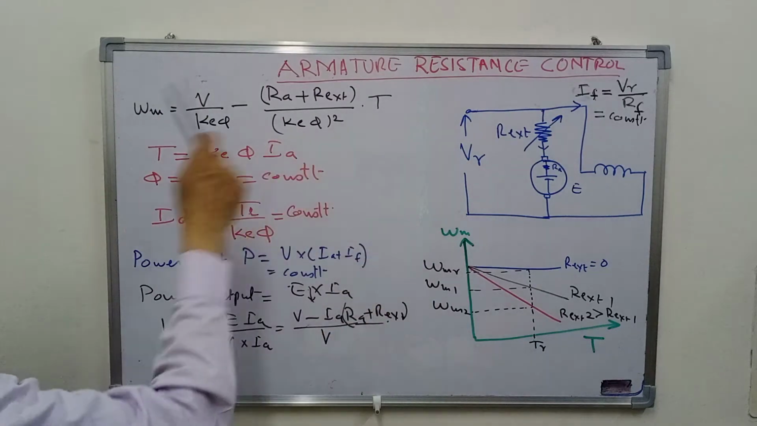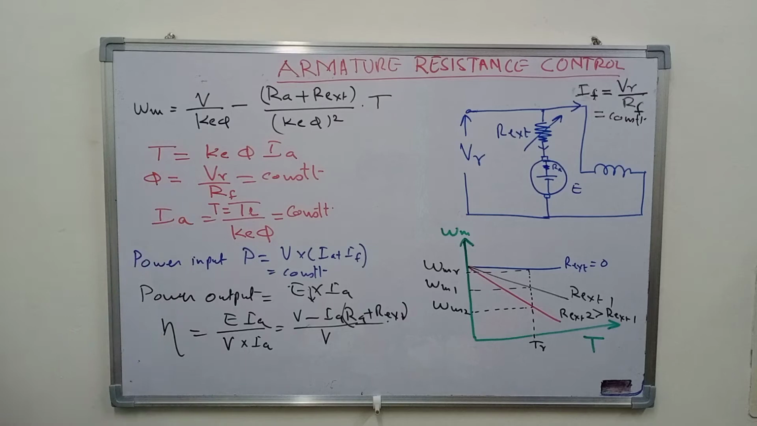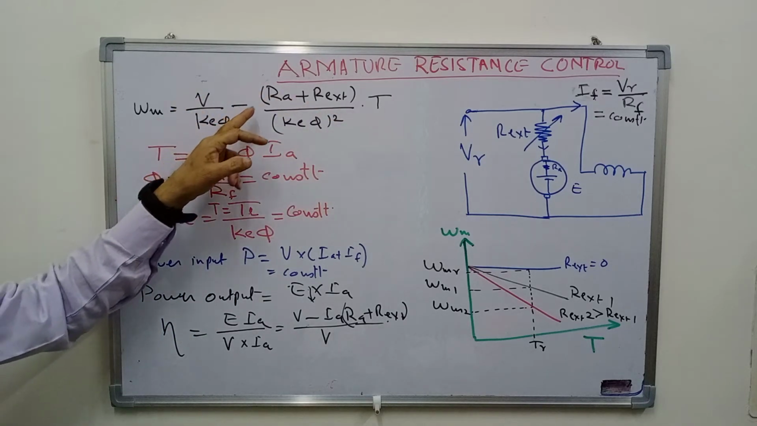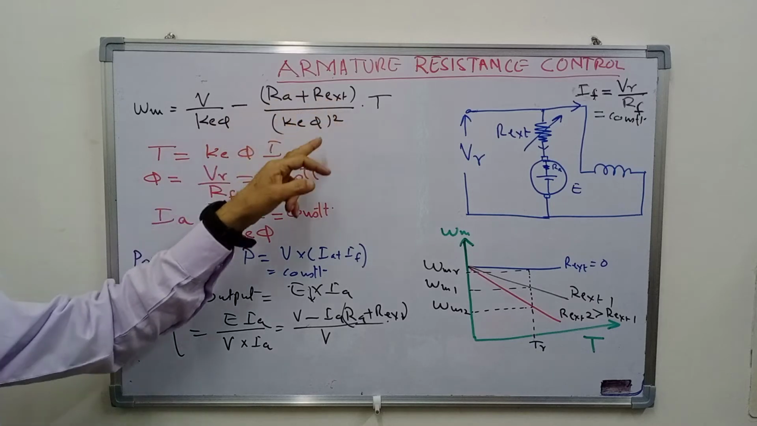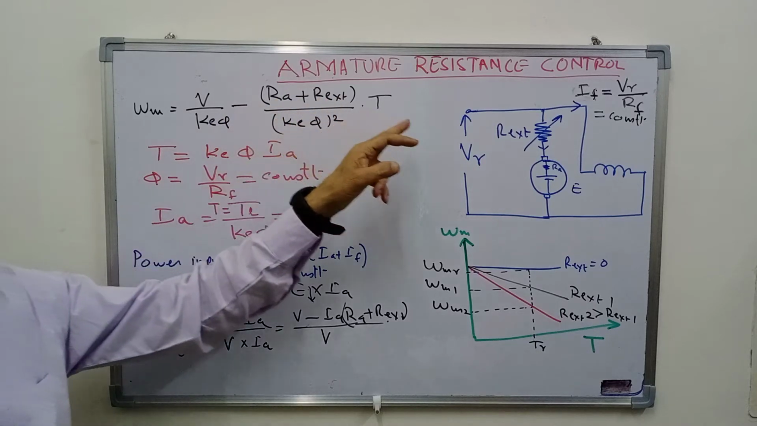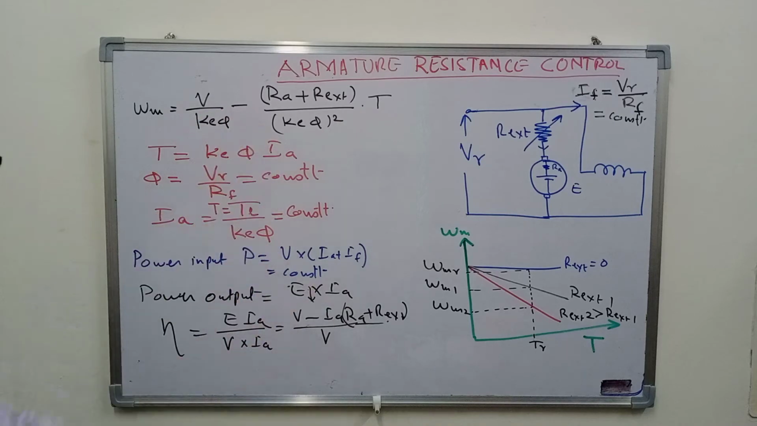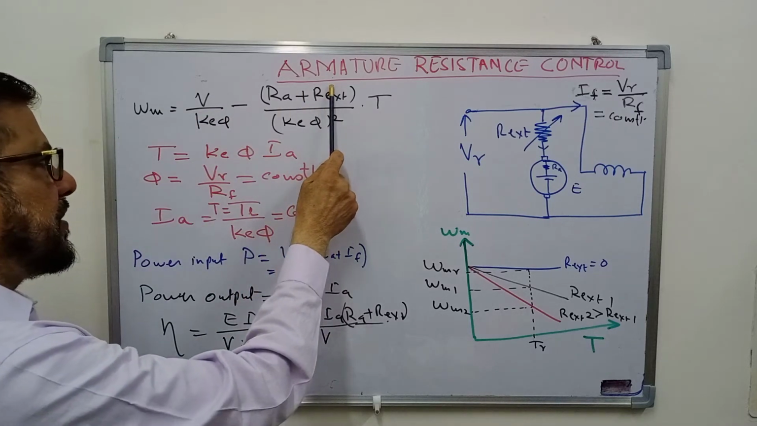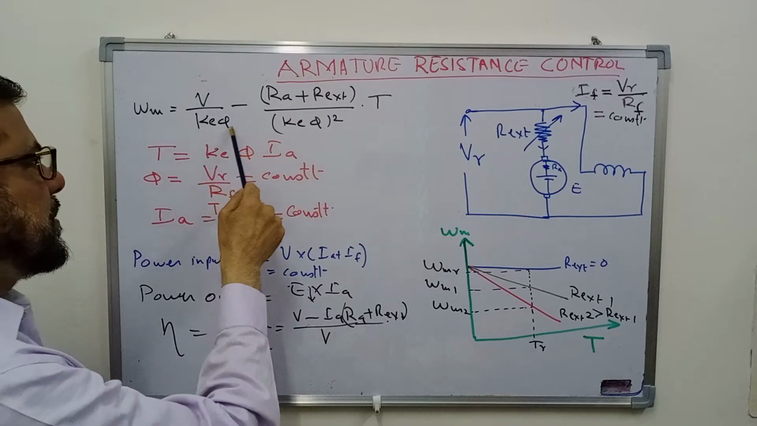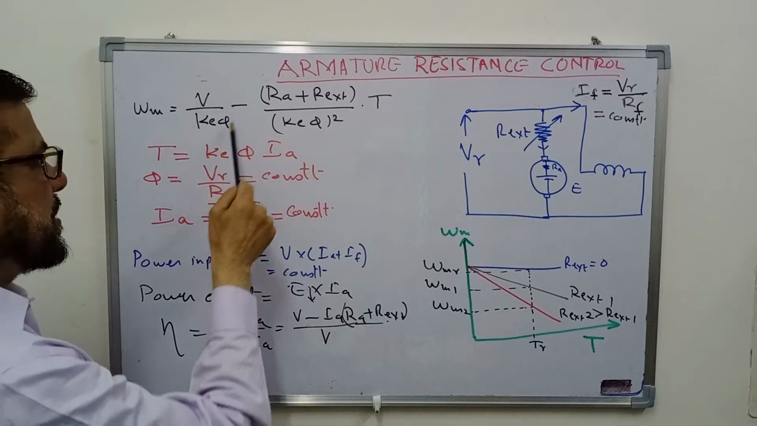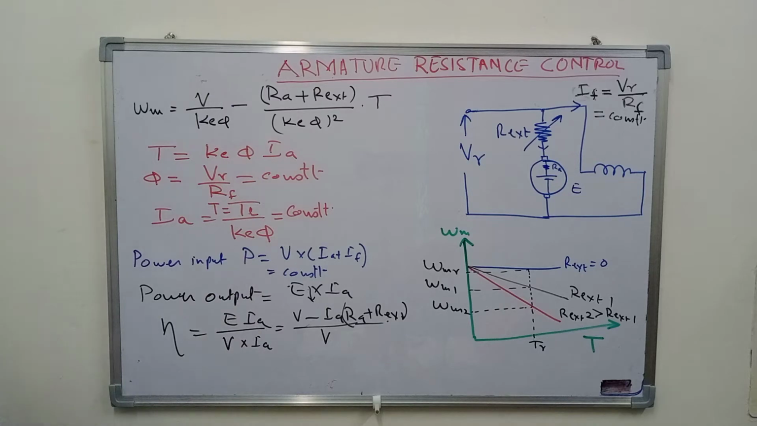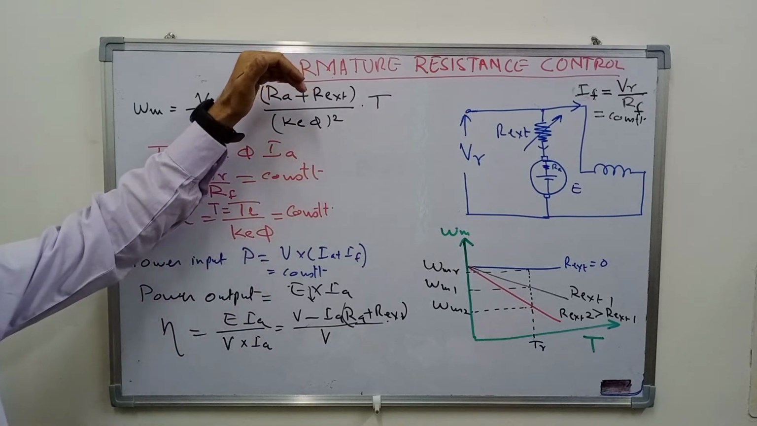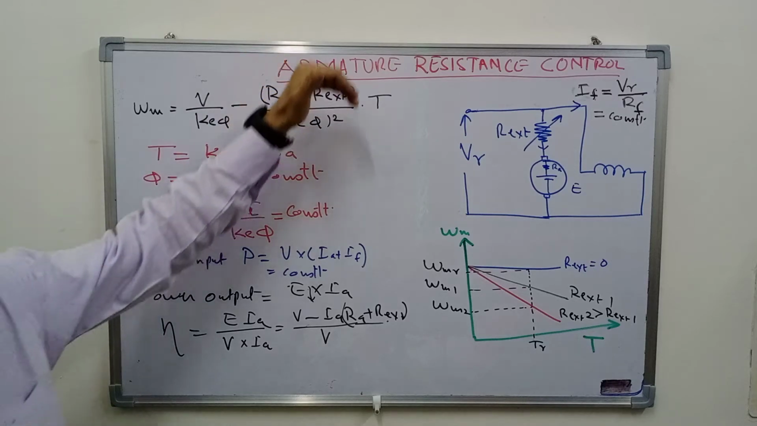Now you recall the equation of speed that relates with the torque and voltage. So V upon Ke phi minus (Ra plus R external) upon Ke phi square into T. So this is the equation. So if you see here, if you increase the resistance here, the no load speed of the motor will not change, V upon Ke phi, only the slope will change.